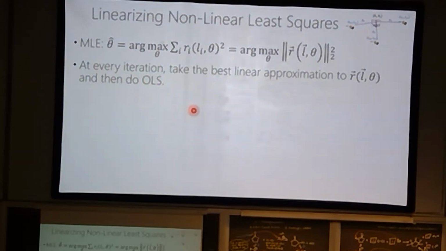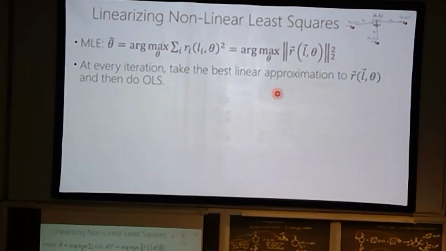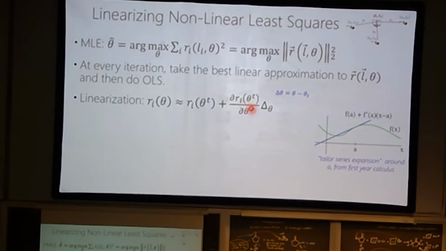So what if we did the following? It's nonlinear, but at every iteration, we could take the best linear approximation to the residual and then do ordinary least squares. Even though it's an approximation, that might work really well. You probably all saw the Taylor series expansion in first year calculus, at least in one dimension. That's basically how we get the best linear approximation, or with higher order terms, the best quadratic approximation, and so forth. So we're going to linearize this nonlinear residual by doing a Taylor series expansion around the current parameter estimate, theta t, and then we're going to get a delta theta.